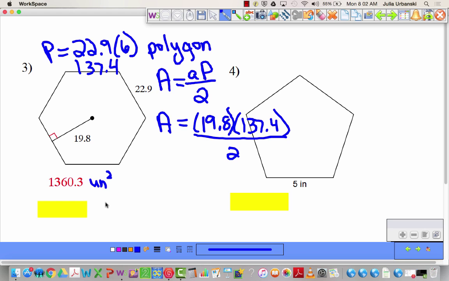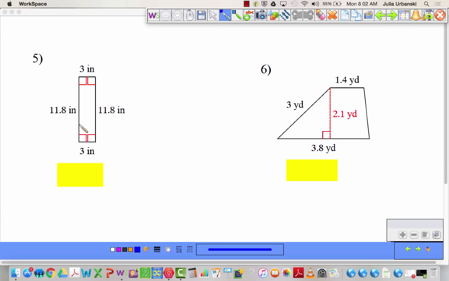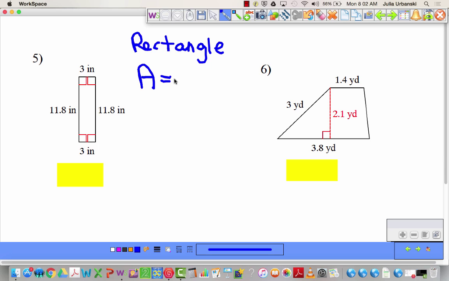All righty, so that's what you have to do. You have to figure out what the shape is that you're dealing with. Number 5, what shape are we dealing with here? Rectangle. Because it's showing that all 4 angles are right angles. And so what's the area for a rectangle? Okay. How do you know which one's the base and how do you know which one's the height? It doesn't matter. It's the two sides that are connected by the right angle.